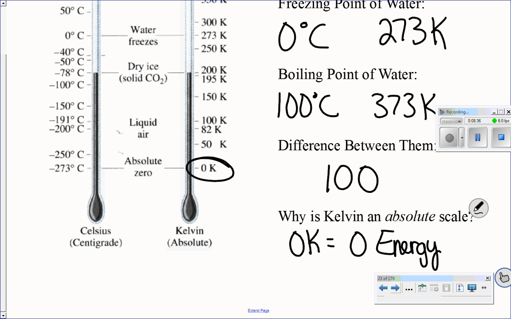The Celsius scale used to be called the centigrade scale, because centa means 100. They took the difference between the freezing and boiling point of water and divided that by 100, and it made a very useful scale for us. Most of the time we will use Celsius, depending on the types of calculations we're doing. Sometimes we'll be using Kelvin as well.